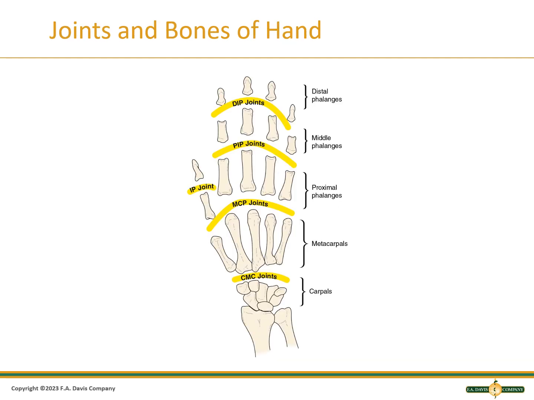So just circling back to the visual, we can see our CMC joints between our row of carpals and our metacarpals, our MCP joint or our metacarpophalangeal joint between our metacarpals and our phalanges. Our phalanges then have interphalangeal joints, with the thumb having one interphalangeal joint and digits 2 through 5 having a proximal interphalangeal joint and a distal interphalangeal joint.